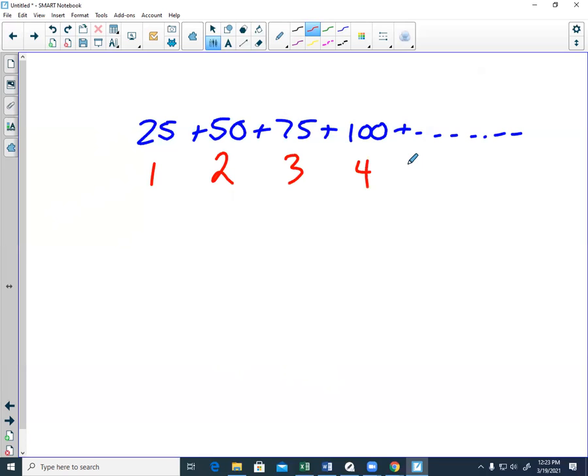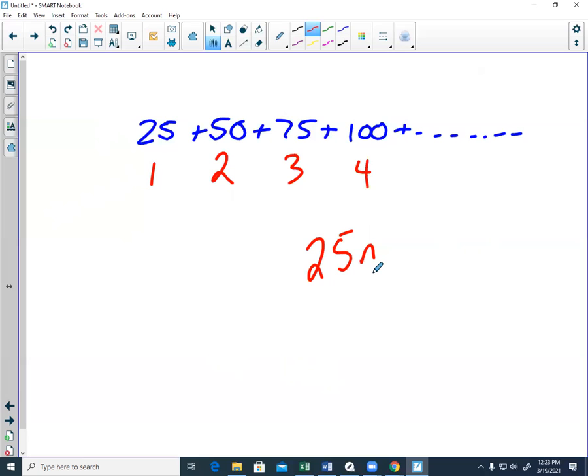N times 25. So I would write this out as 25n. The easiest way to think about this is I can multiply this number by 25 to get to this number. This number times 25 gets me to this number, and so on.